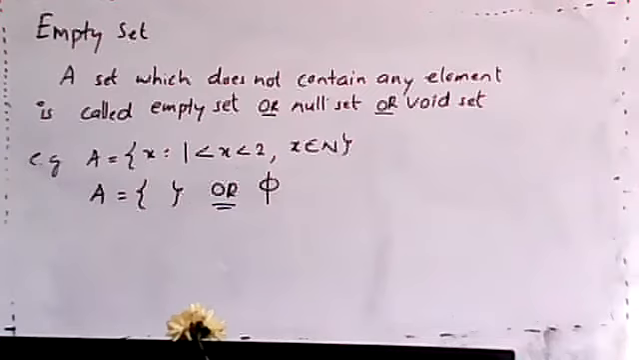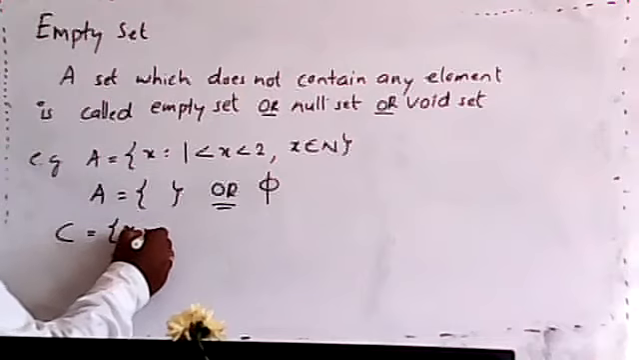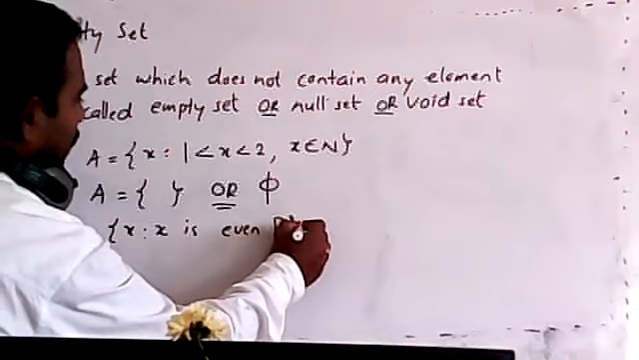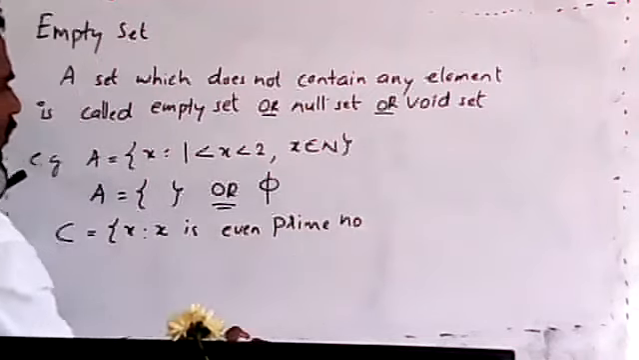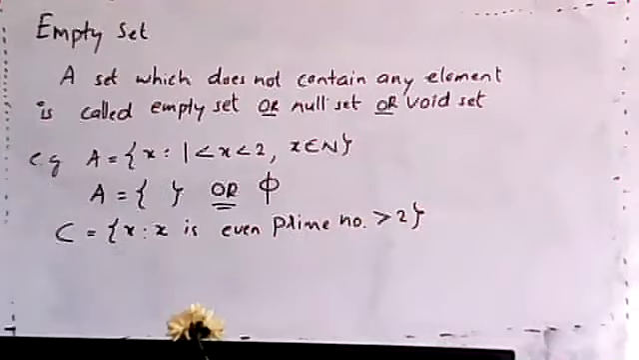We'll go to one more example. If I tell there is a set having both even and prime numbers greater than 2, say there is a set C, set of all x such that x is an even prime number greater than 2. There is only one prime number which is even, that is 2 only. There is no other prime number which is even.